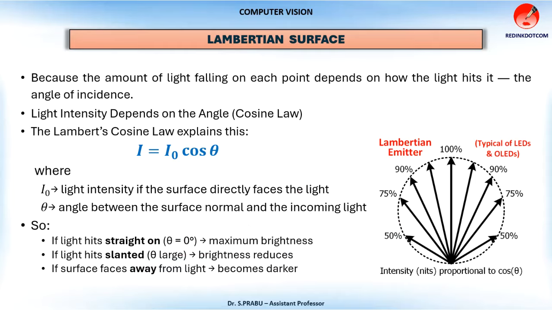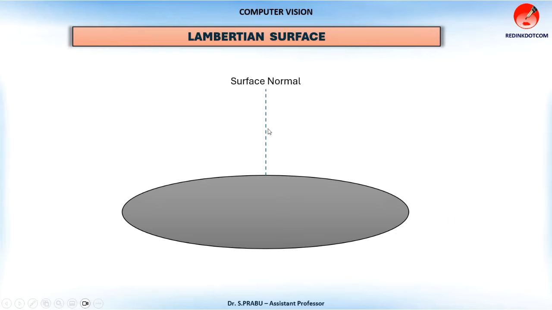However, even though a Lambertian surface reflects light equally, the brightness of each point still depends on how light falls on it. That depends on the angle of incidence. According to Lambert's cosine law, I equals I naught cos theta. Here, I naught is the intensity of the light. Theta is the angle between the incident light and the surface normal. The surface normal is an imaginary line that can be drawn perpendicular to the surface.